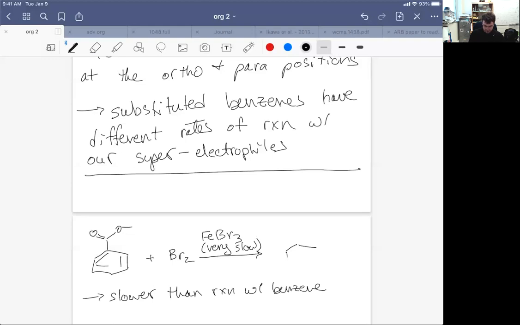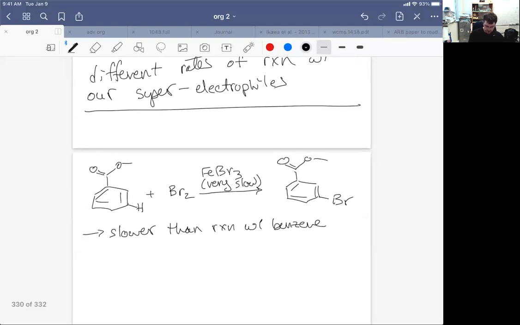Now, additionally, we don't see multiple products form. Rather, we just put the bromine atom at this position. So we just replace here, or you could draw it on the opposite side, but also in the meta position. So meta only, and I'm going to write or.